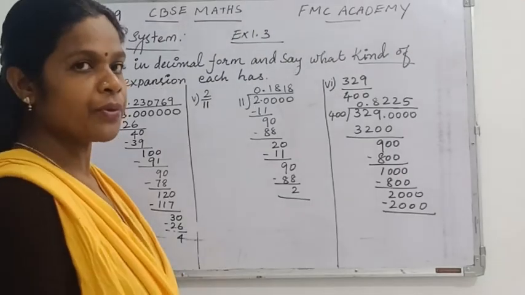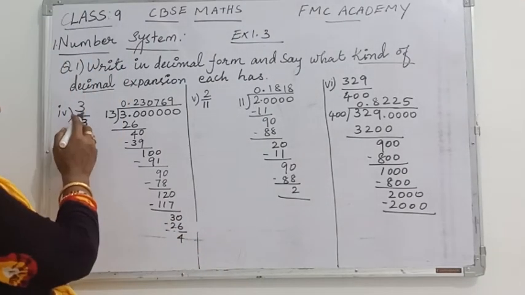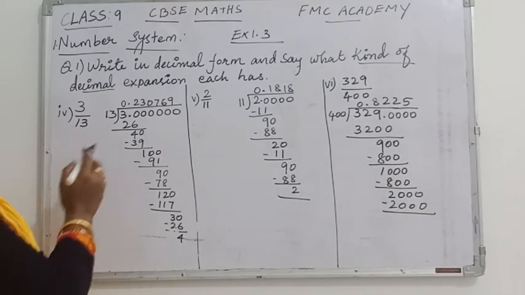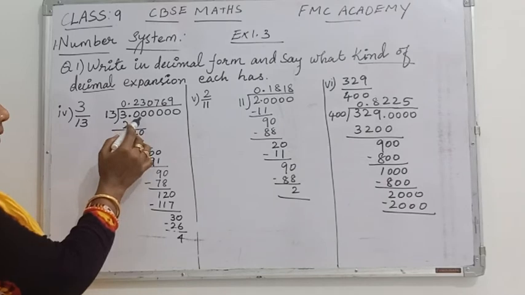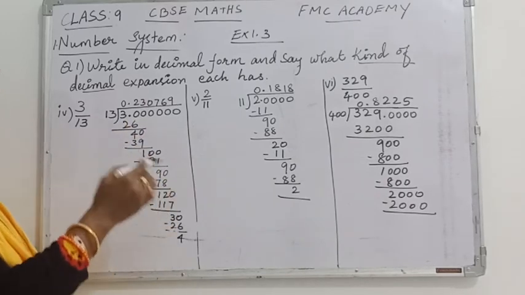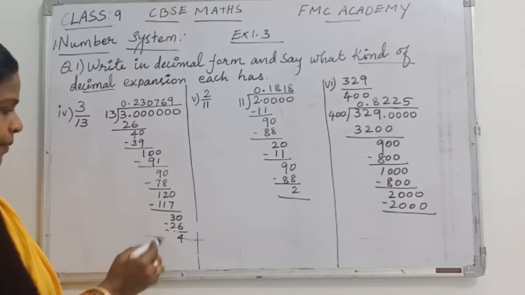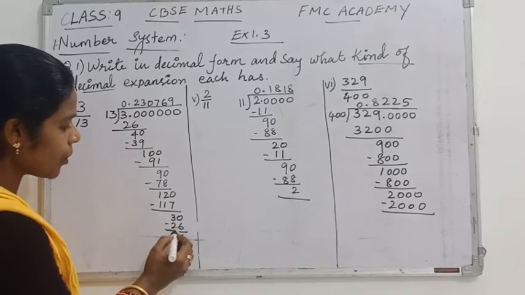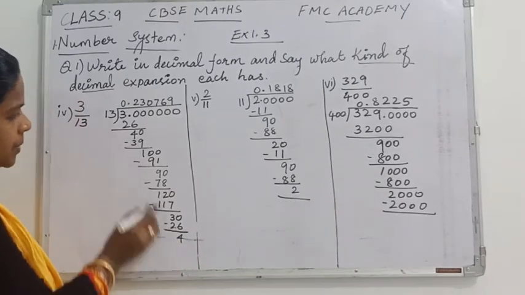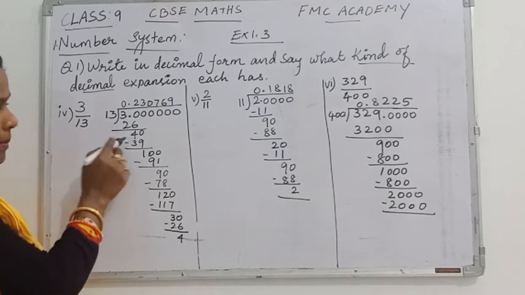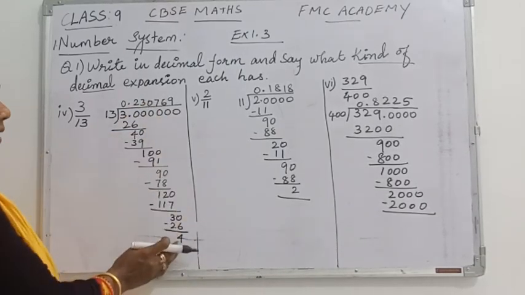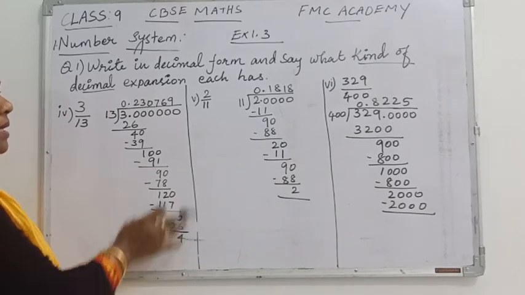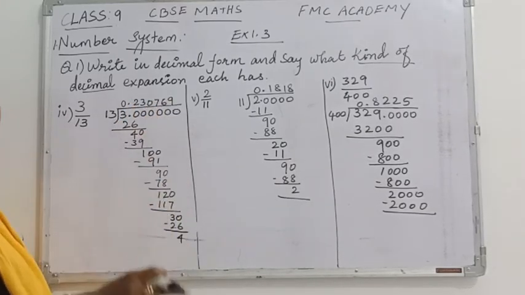Let's start question number 4 now, that is 3 divided by 13. We are dividing 3 by 13, and you can see when we are dividing this way, the number is going on without ending. I am stopping this when I get 4. Why did I stop this one? Because 4 again is going to repeat, which means the whole cycle is going to repeat again. That's why when I reached the 4th I stopped it, because this whole set is going to repeat again.